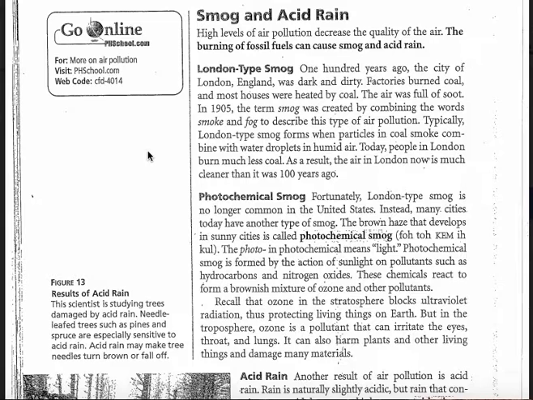London-type smog. 100 years ago, the city of London, England, was dark and dirty. Factories burned coal, and most houses were heated by coal. The air was full of soot. In 1905, the term smog was created by combining the words smoke and fog to describe this type of air pollution.